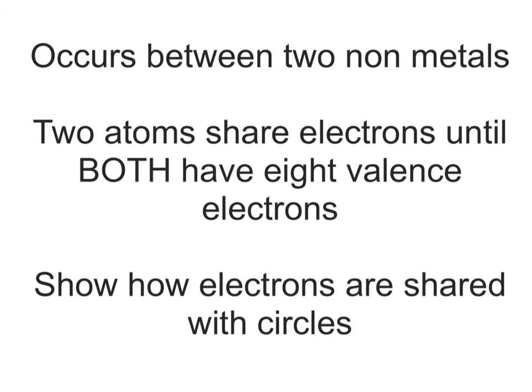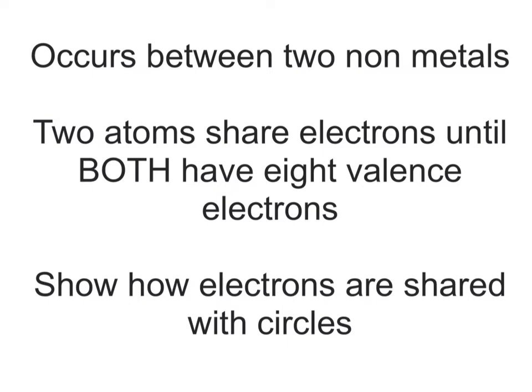Covalent bonding will occur between two nonmetals. Remember on your periodic table, there's that red staircase on the right-hand side. All elements to the left of this staircase are metals, and all elements to the right of this staircase are nonmetals. So this type of bond occurs only between two elements that are to the right of the staircase. The only exception is hydrogen, which is sometimes involved in covalent bonding, and it can also be used here, but it's not to the right of the staircase.